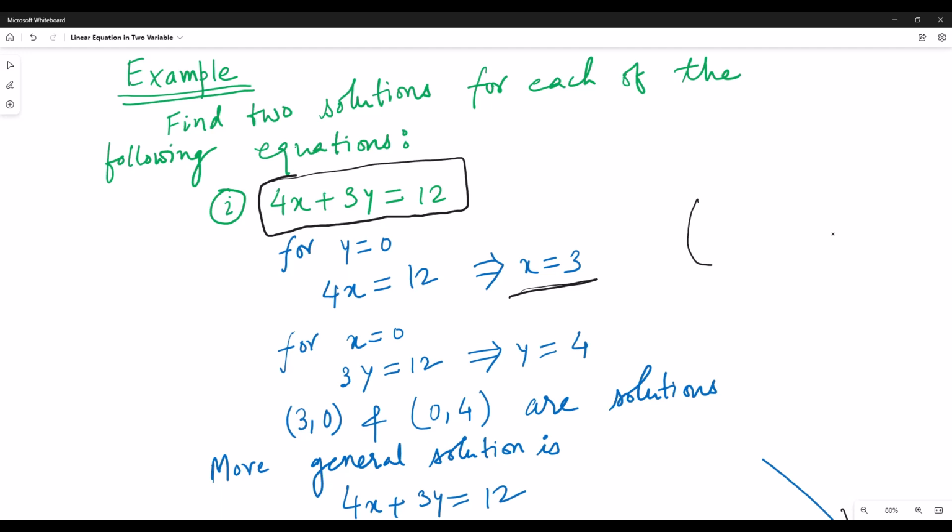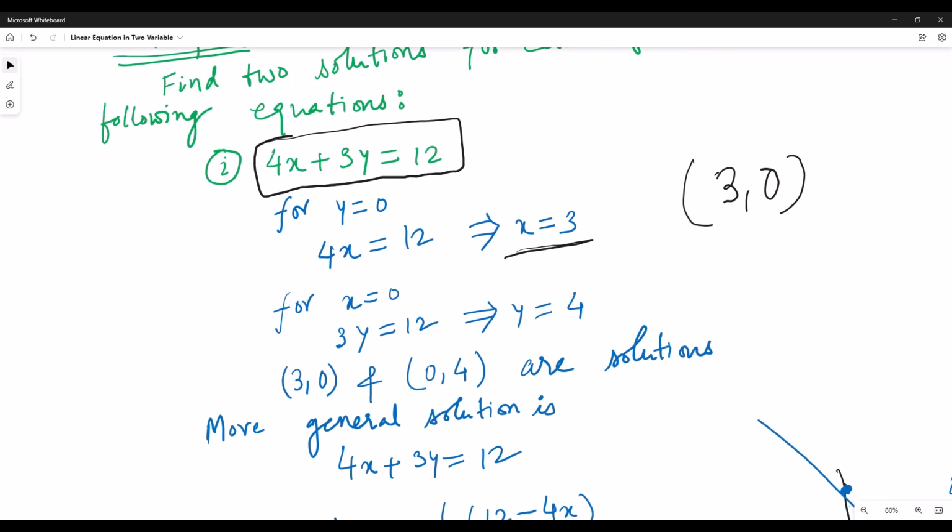So that solution is y is 0 and x is 3, so (3, 0). And you put x as 0, then y is 4, so that becomes (0, 4).